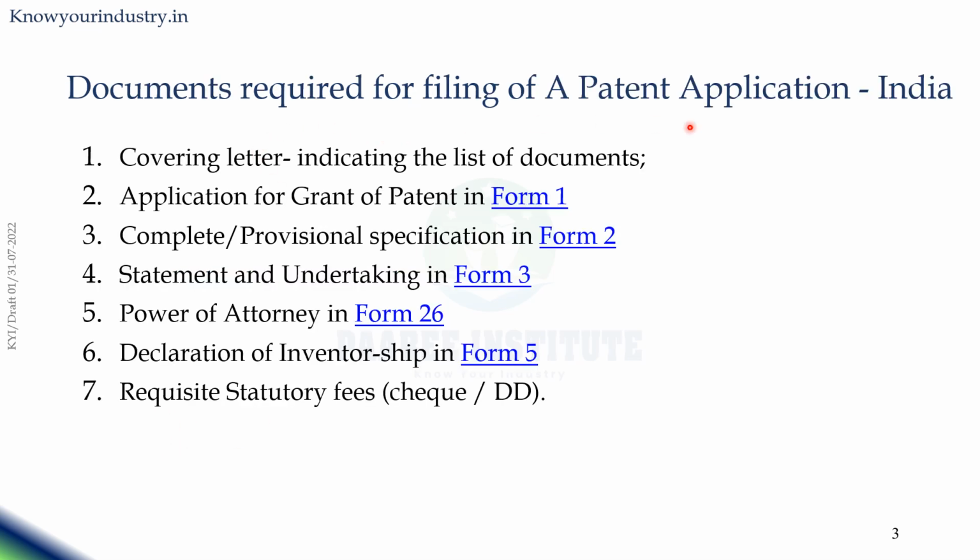Documents required for filing of a patent application in India: covering letter indicating the list of documents, application for grant of patent in Form 1, complete or provisional specification in Form 2, statement and undertaking in Form 3, power of attorney in Form 26, declaration of inventorship in Form 5, statutory fees either by check or in the form of DD.